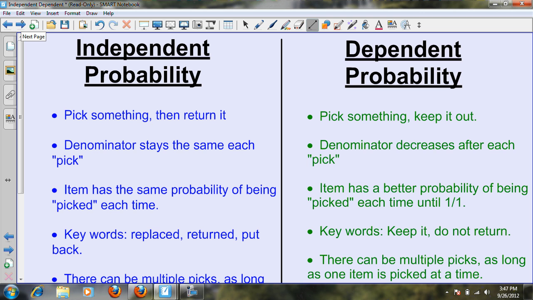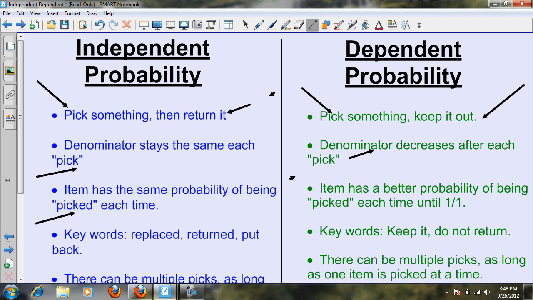Here are some key things to remember about independent probability and dependent probability. You pick something, then you return it in independent probability. Dependent probability, you pick something and you keep it out. Replacement versus no replacement. Denominator stays the same every time because you have replaced. Denominator decreases after every pick because you do not replace.